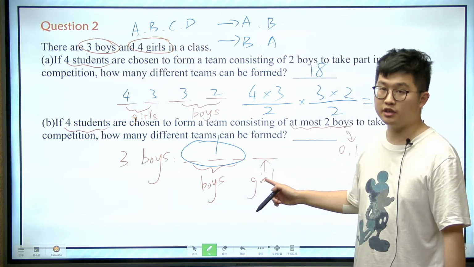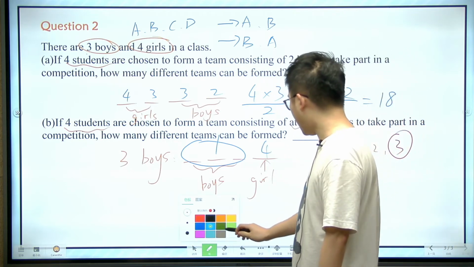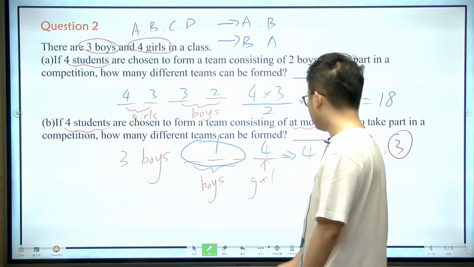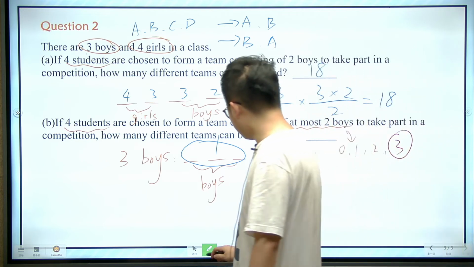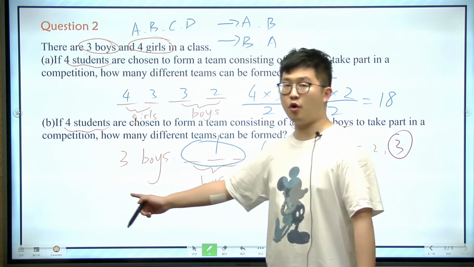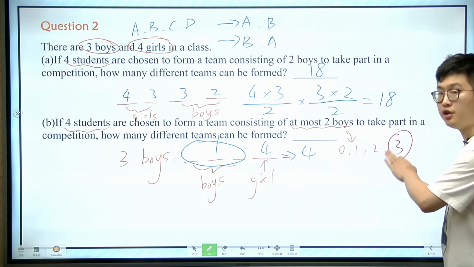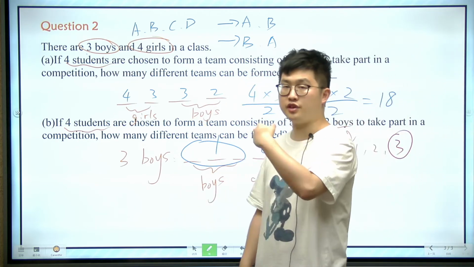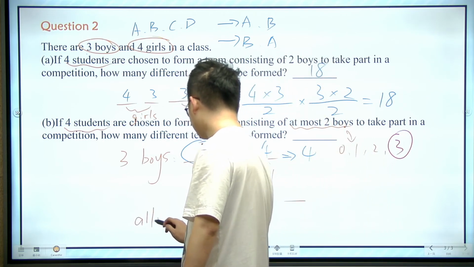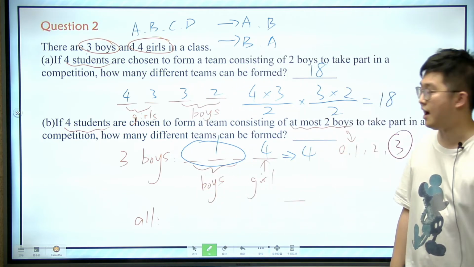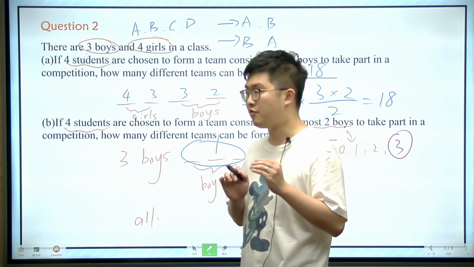And what about the girls? We have 4 girls, right? So if we have 3 boys in the team, then there are only 4 different teams. And this is the 3 boys situation. If we need to know the 0, 1 and 2 situations, we just use all the situations minus this, right? Now, this is a little bit difficult because the expression could be very complicated.